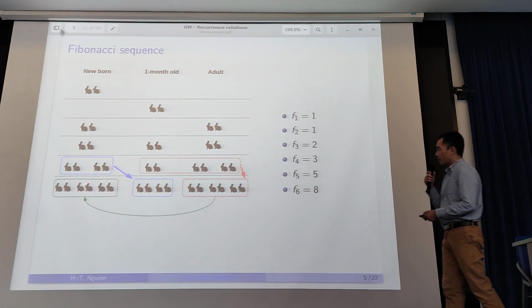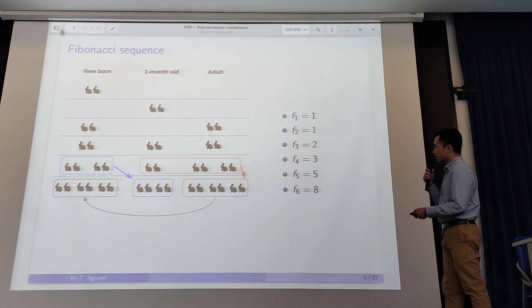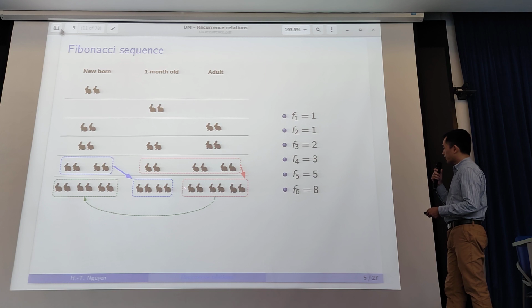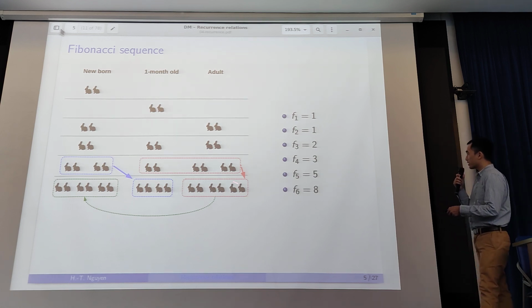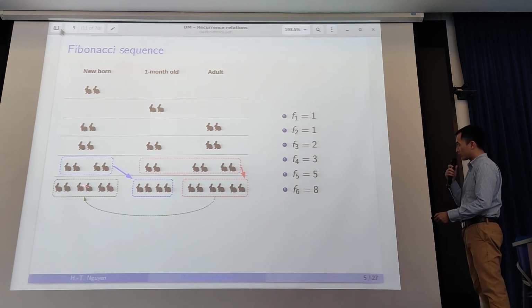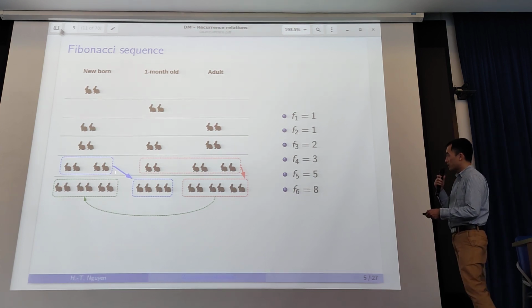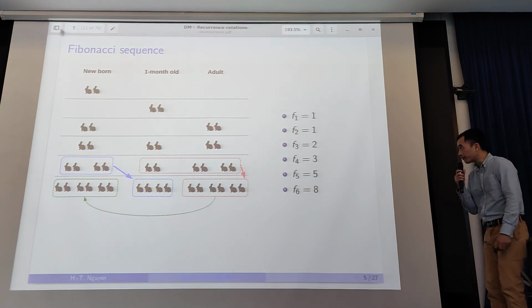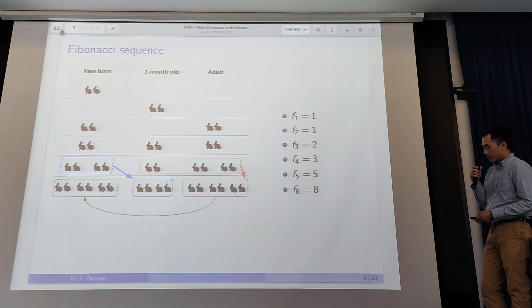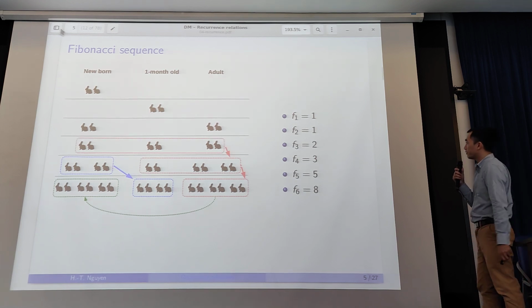So now we need to compare. F6 here, you can see that it is equal to F5 plus these newborn rabbits, and we must show that the number of newborn rabbits here is equal to F4 here. Why?